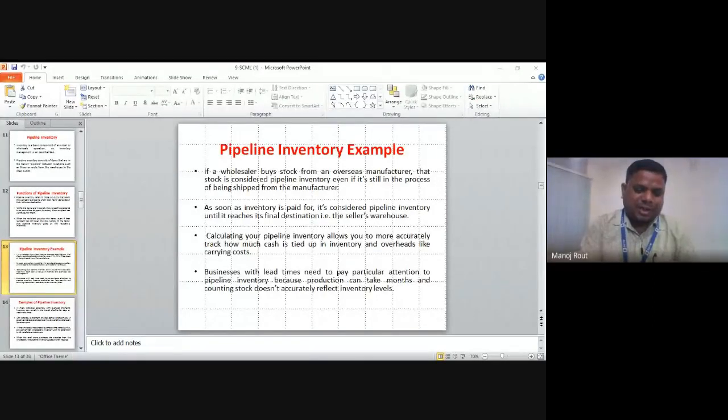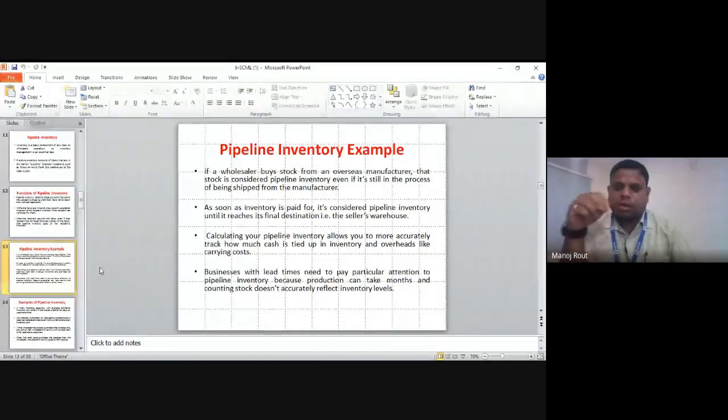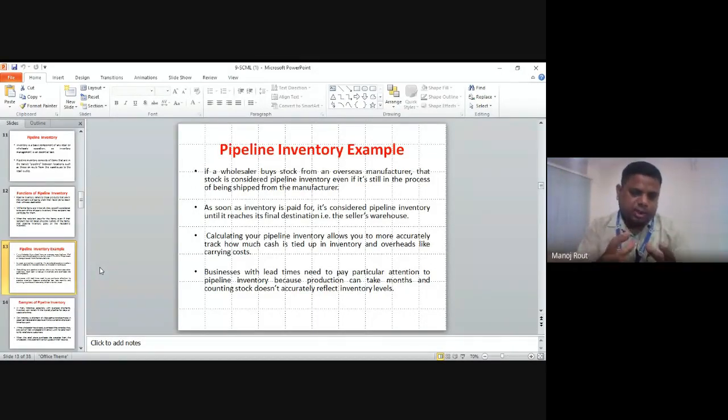Why am I telling this particular thing? Whenever you go for inventory, a huge amount of capital should be invested for providing demand information, then transportation, then receiving, then storage, then inbound logistics, then outbound logistics. This number of points should be considered whenever you go for pipeline inventory. Moving to the next one.